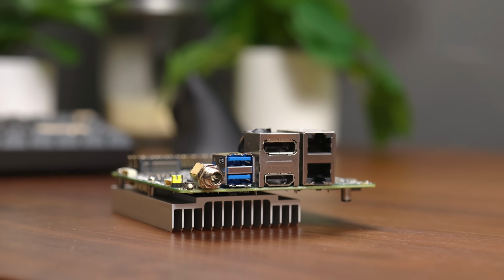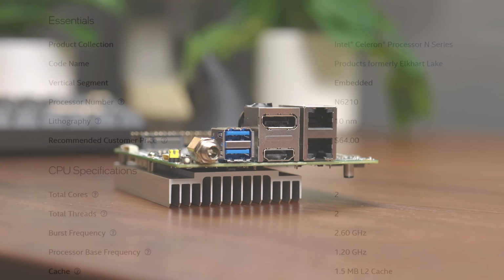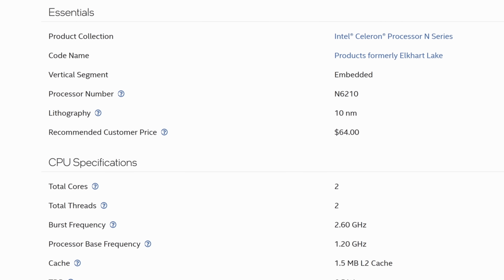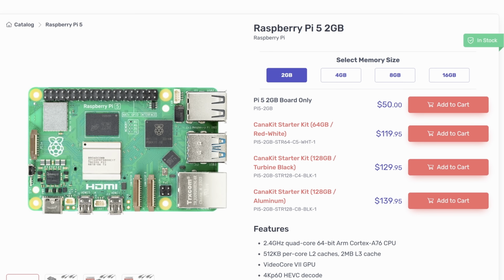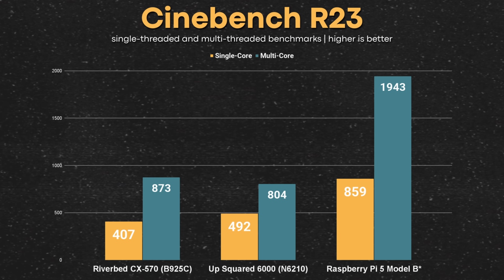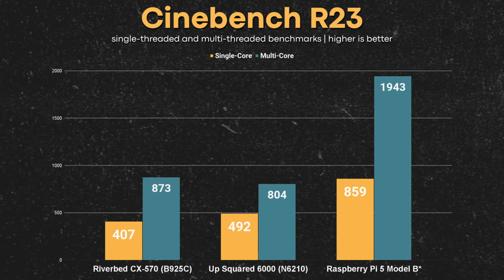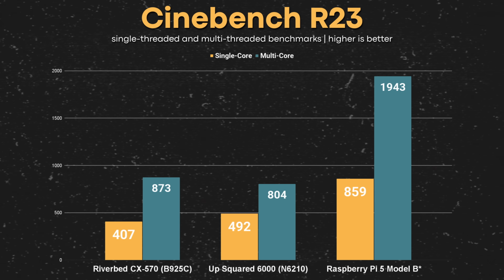For a bit of context, I grabbed the results from this UP Squared board I looked at recently, which has a newer Intel dual core, the N6210, as well as a Raspberry Pi 5. Clearly here the performance isn't great, but it's definitely still going to be capable of a variety of tasks.